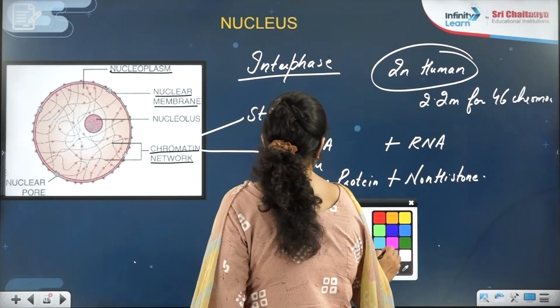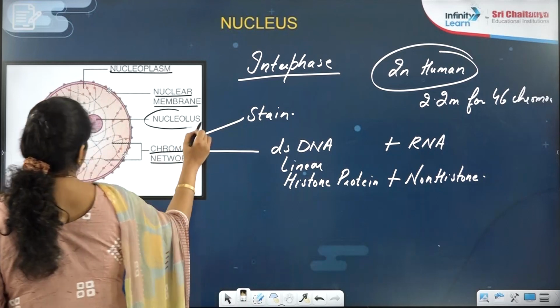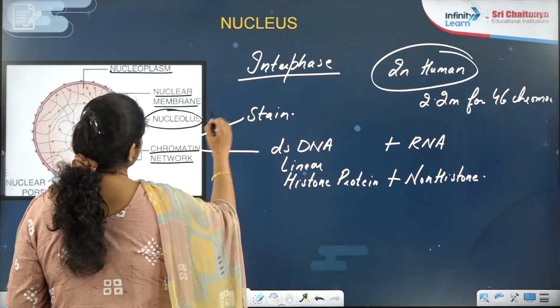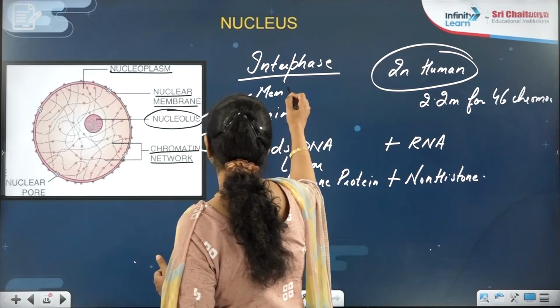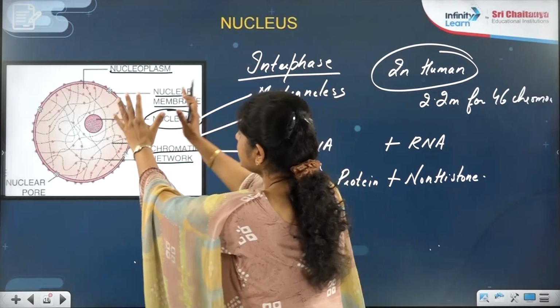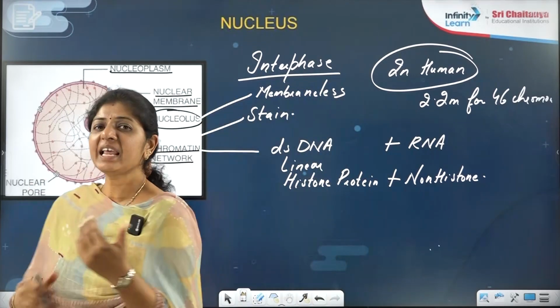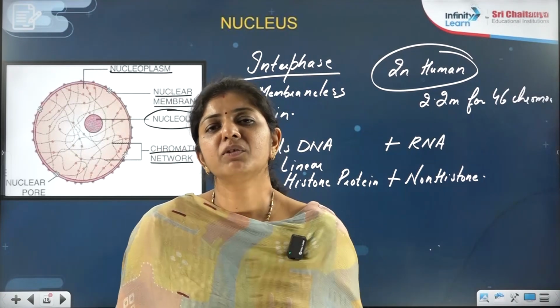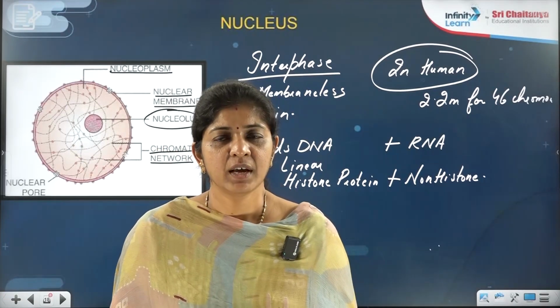Now the structure which is present inside that, one more important, the nucleolus. Do remember, the nucleolus is what? A membraneless structure. It is not a cell organelle. This is a structure which is present inside the nucleus and helps in the formation of rRNA, which will further help in the formation of ribosomes, right?